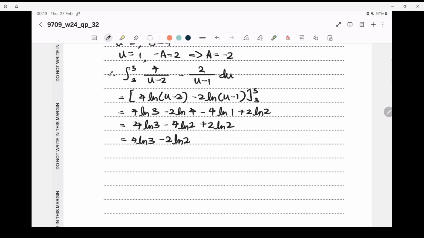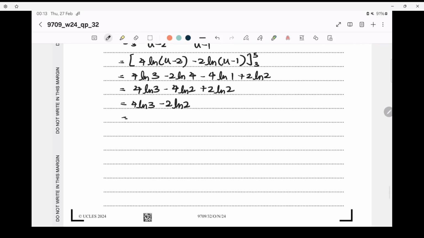So you need to simplify to the end. You can factorize out 2: 2 times (2 ln 3 minus ln 2), so that is 2 ln of 9 over 2. So you move the 2 up, it will be ln of 9 squared, which is 81, over 2 squared, which is 4. So that will be your answer.